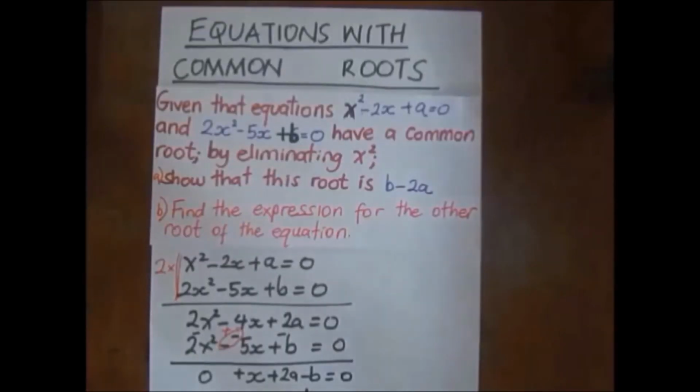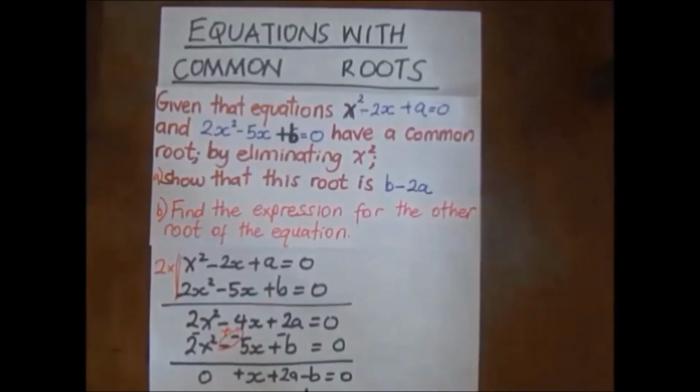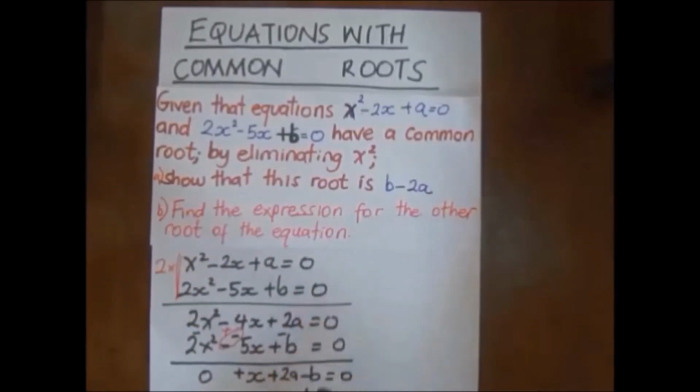Equations with common roots are simply equations that share a root. Let's look at this example. Given that the equations x squared minus 2x plus a is equal to 0 and 2x squared minus 5x plus b is equal to 0 have a common root, by eliminating x, show that the root is b minus 2a.